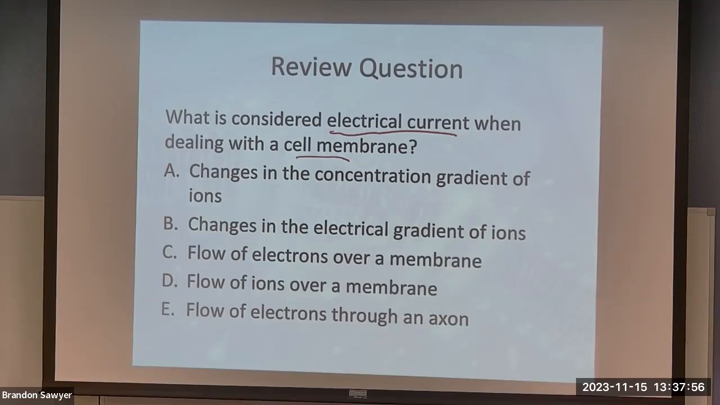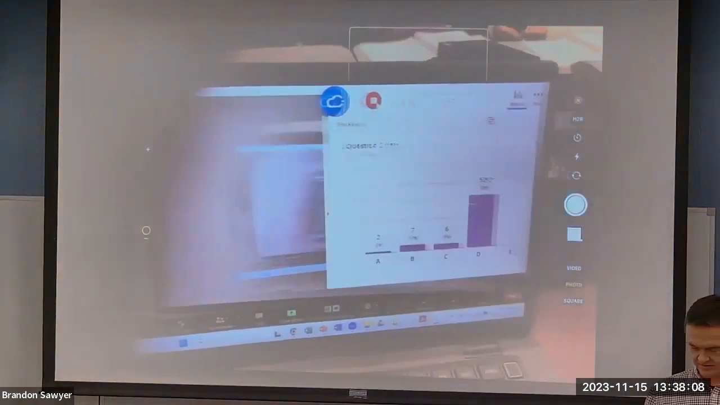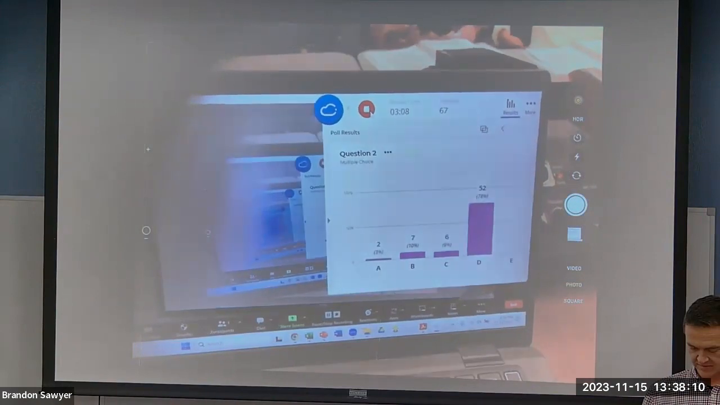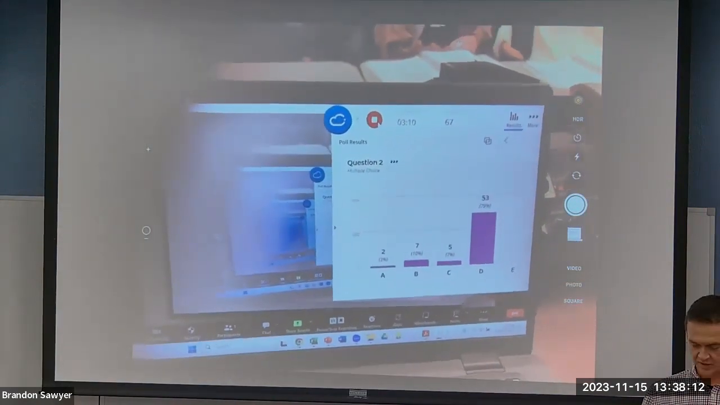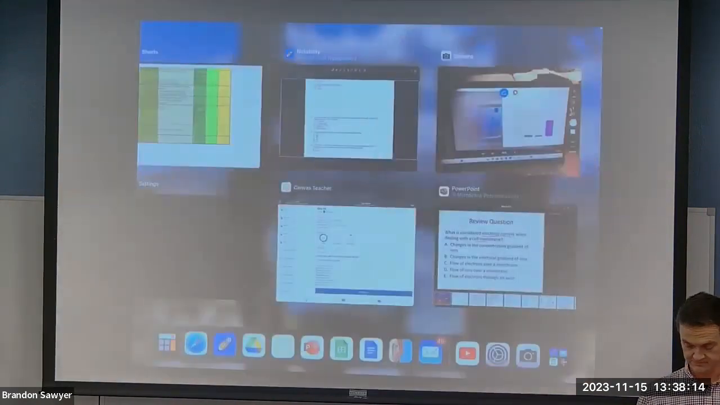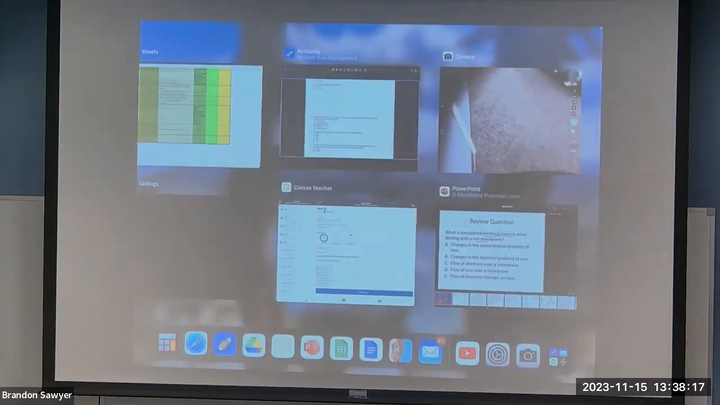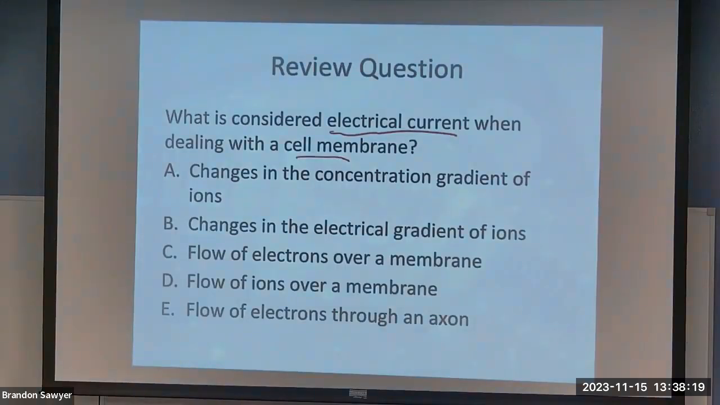All right, go ahead and send in your final answer there. It's like maybe one more person. You guys did a good job convincing each other for the most part. I'll show you again. Yeah, so most of you went towards D there. Okay, so there we go. Most of you went towards D, so flow of ions over membrane, that's it, right? Flow of charged atoms over a membrane, right?